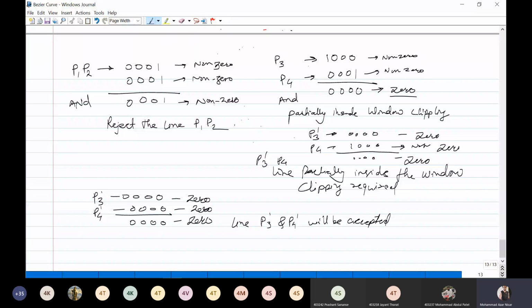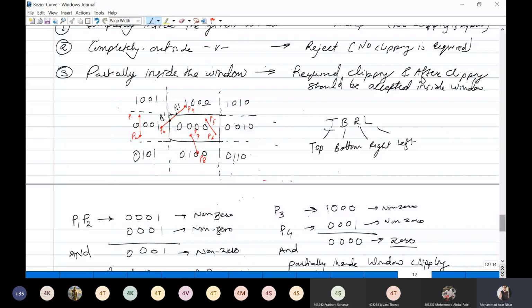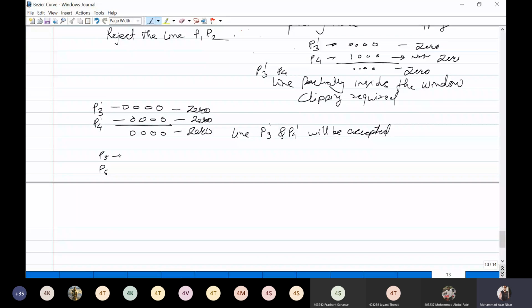So in this way, for the next line, that is P5 and P6, it is also completely inside. So after the AND operation you also get answer 0. So all are 0, 0, 0. So P5 and P6 will be accepted.